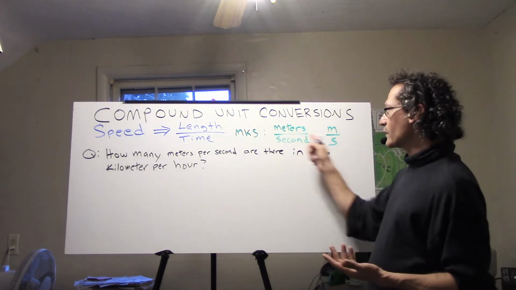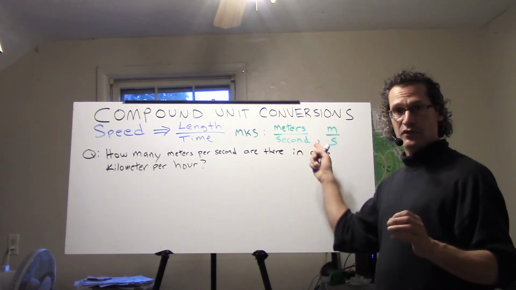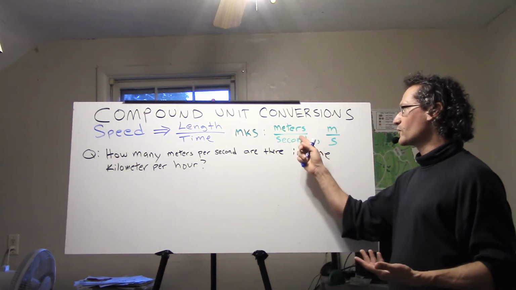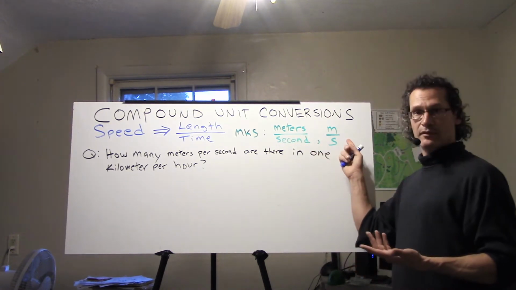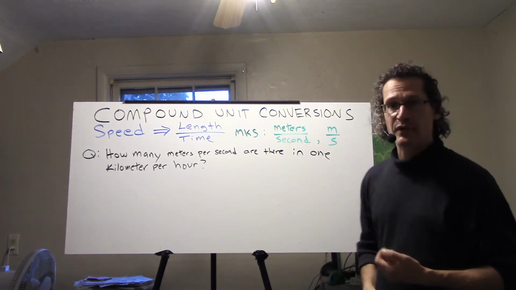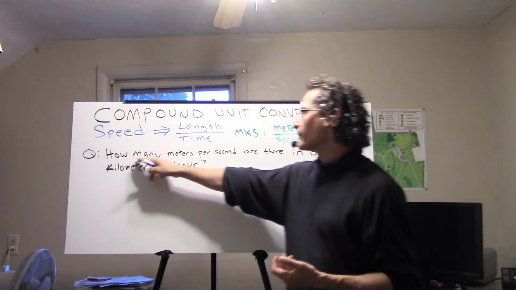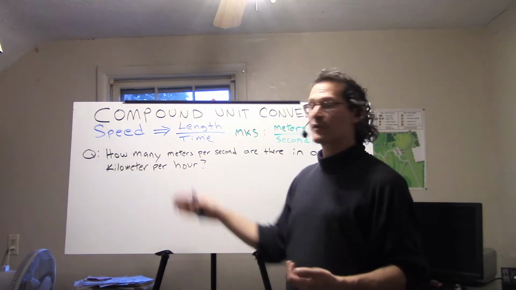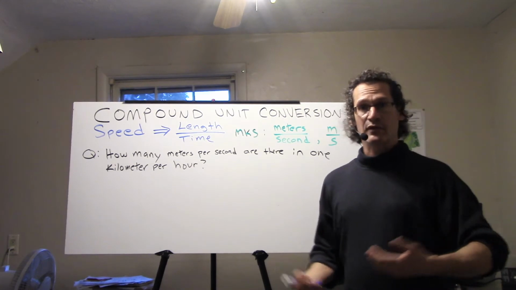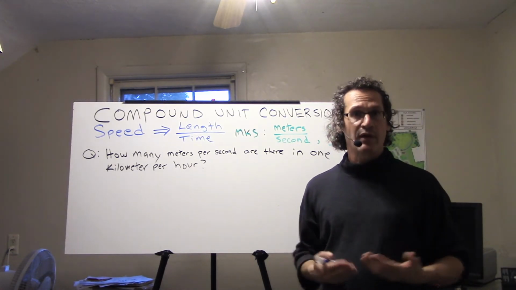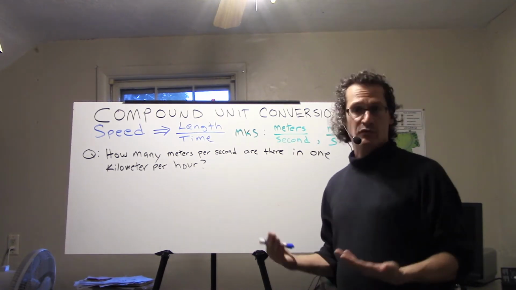Remember that when you see the operation of division, it can be substituted by the word per. So we have meters per second, or m per s, over here. So the question we have is, how many meters per second are there in 1 kilometer per hour? Suppose somebody gives you a unit of 1 kilometer per hour. They're moving at 1 kilometer per hour. And we want to find out how many meters per second that is.